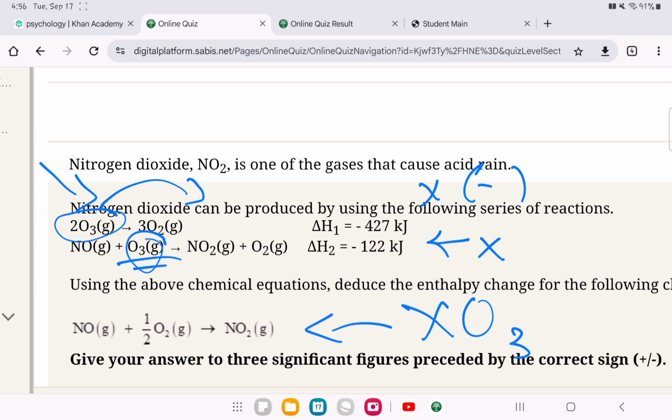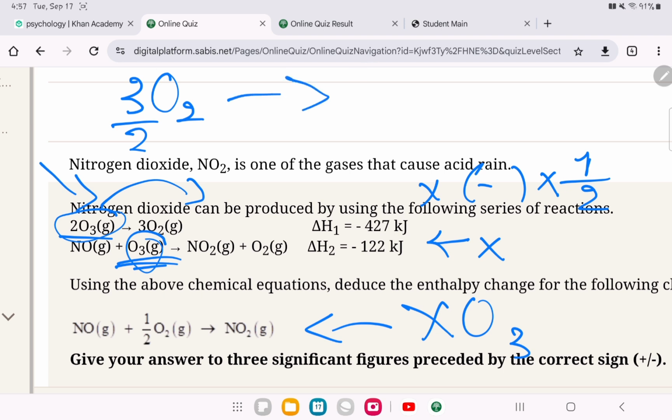But we don't stop there. Here the coefficient is 2 and here the coefficient is 1. So how does the 2 become a 1? If you multiply it by 1 over 2. So you're going to multiply this full equation by negative 1 over 2. So we have 3 over 2 O2 will give us 2 over 2, which is 1, O3.